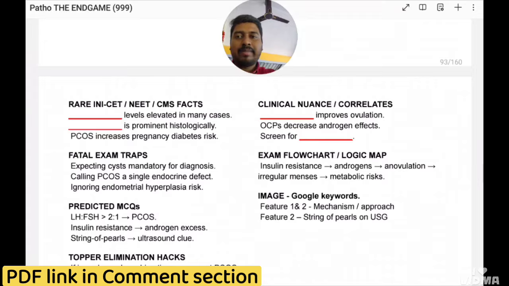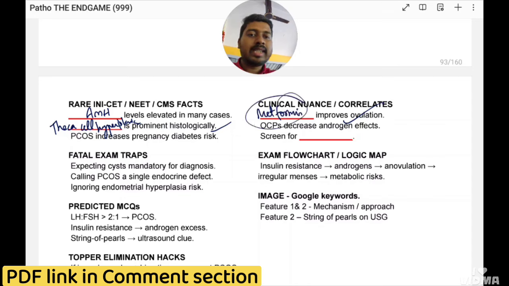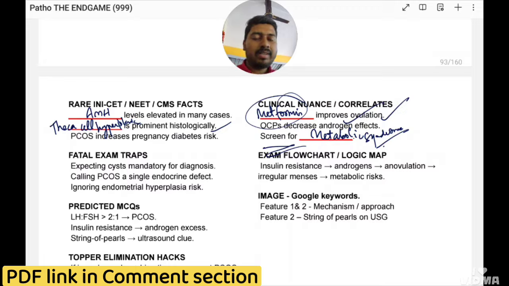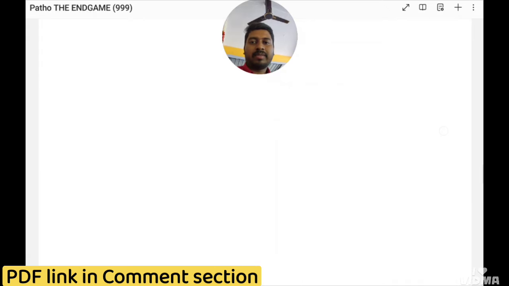What levels are elevated in many cases? AMH, anti-Mullerian hormone levels. What is prominent histologically? Theca cell hyperplasia, okay. And then metformin improves ovulation, because metformin decreases insulin resistance. And screen for what? Screen for metabolic syndrome. Okay. So in metabolic syndrome, there are a total of 5 components: centripetal obesity, hypertension, diabetes, hyperuricemia, okay, and dyslipidemia. So these 5 components we'll have to screen for.